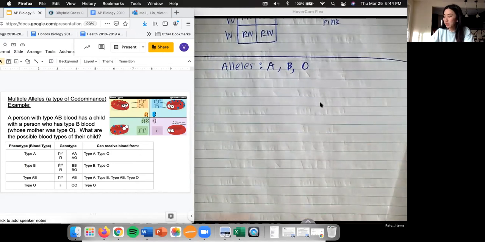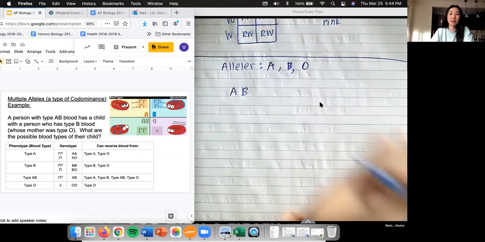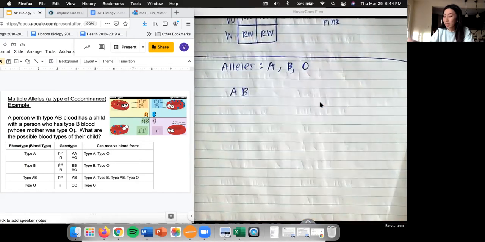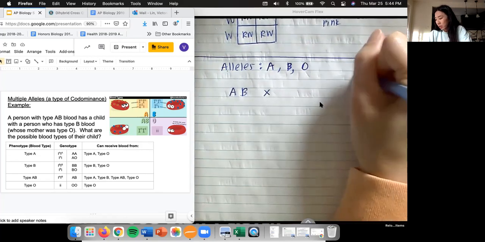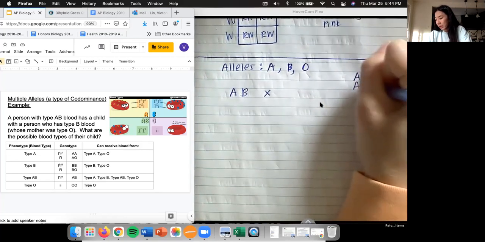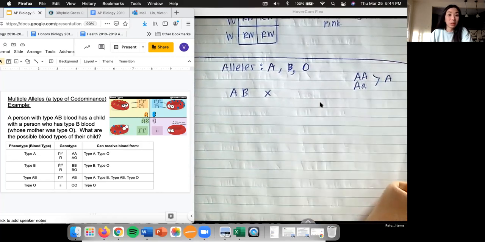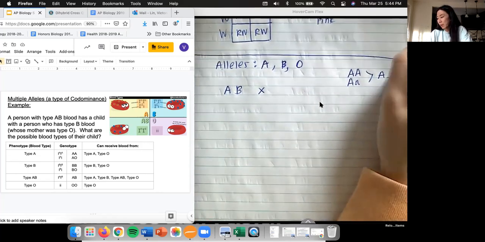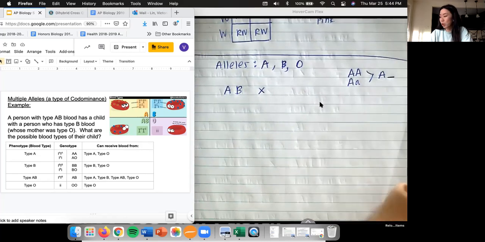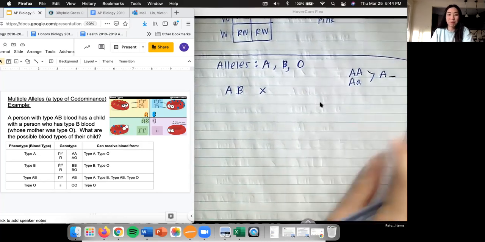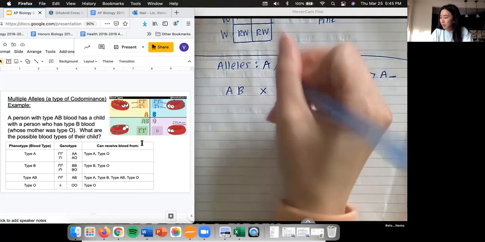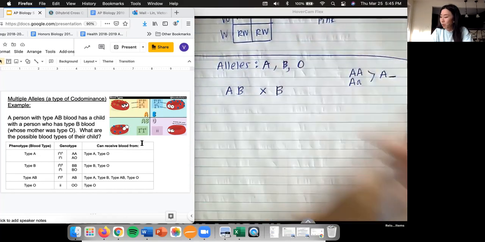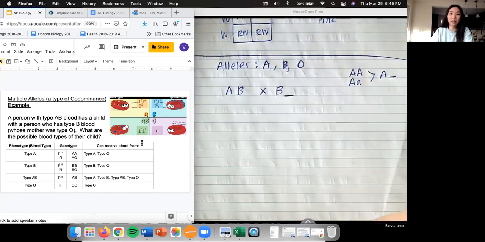Okay, so the first person has type AB blood. That's easy. That's their genotype. The second person is type B. So remember the notation I showed you: if someone is type A, it could be big A, big A or big A, little a, but we don't know, we can indicate their genotype is A dash, because we don't know what the second letter is. Someone with type B blood, same thing right here. You have BB or BO. So we know they're type B, but we don't know what their second letter is yet.